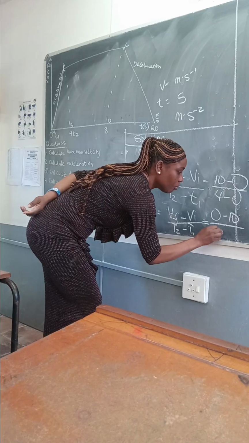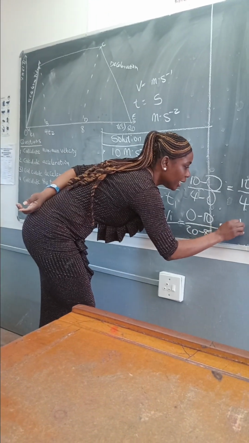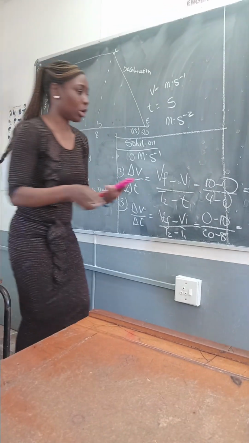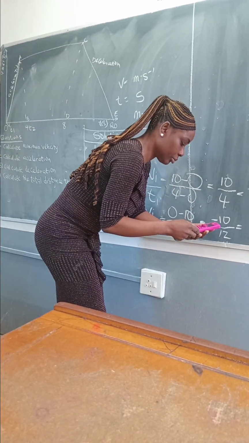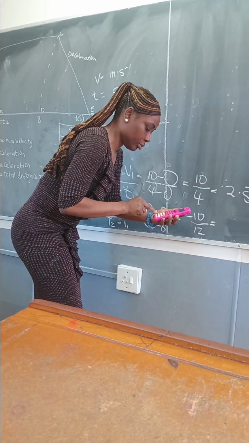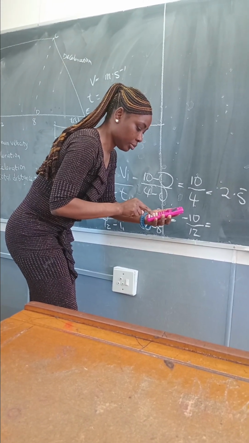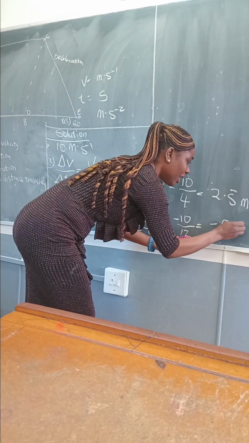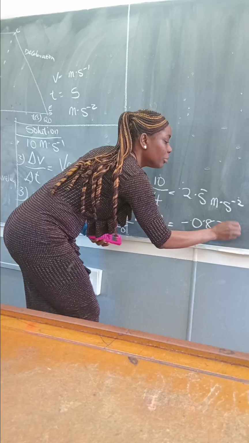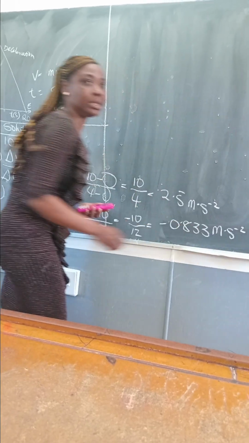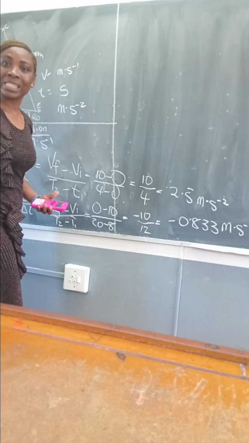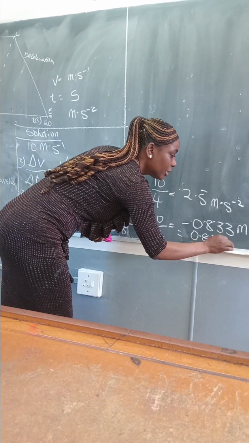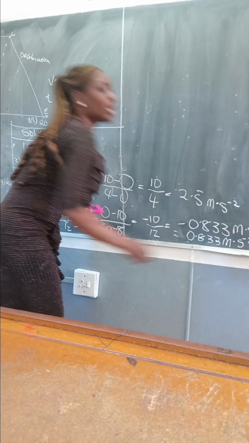We now have 20 minus 8, which is going to give us minus 10 divided by 12. When you punch your calculator, we are going to have minus 0.833 meters per second squared. So we are going to ignore this negative sign. That means we are going to have 0.833 meters per second squared.